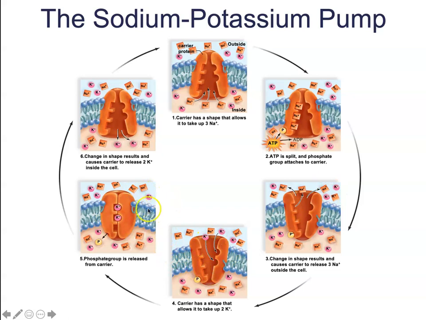Once potassium has filled in, this carrier molecule will snap shut, release the phosphate head, and then open back up again to release the potassium. Sodium can now bind in, ATP will break, release sodium on the other side, so on and so forth. The cycle continues. So that is our sodium-potassium pump.